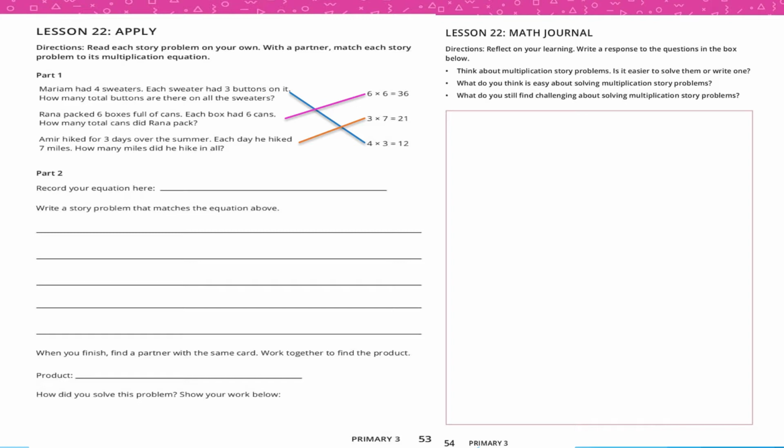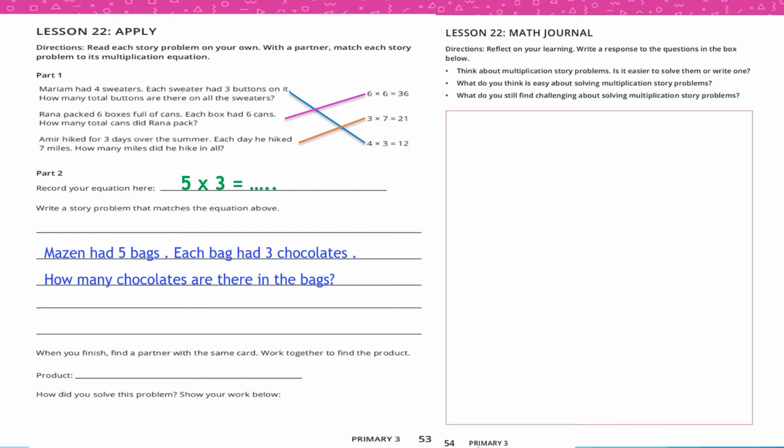Now, write a story problem that matches the equation above. We will write an equation here in part 2, and we will write a story problem to match it. The equation will be 5 times 3. I can put any equation, okay? This is what I choose to put. 5 times 3, okay? We will write a story problem that matches this equation.